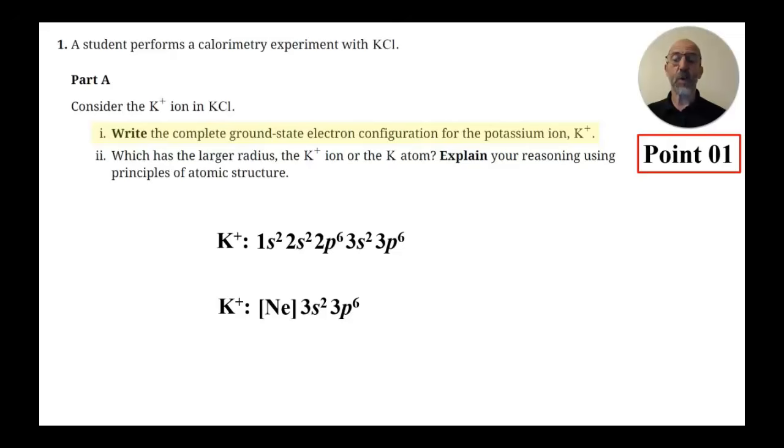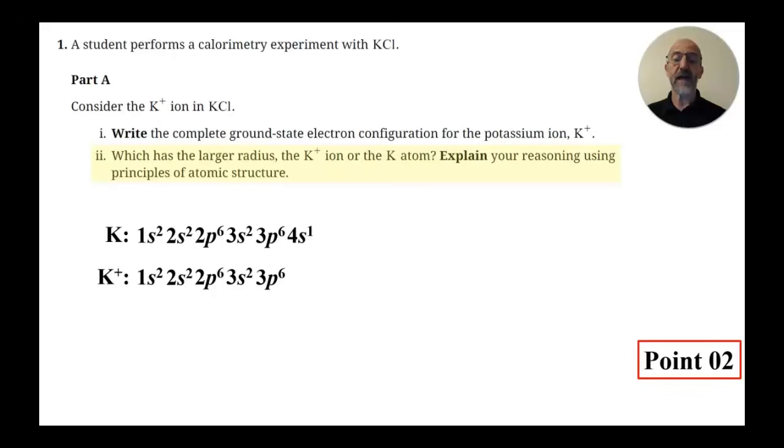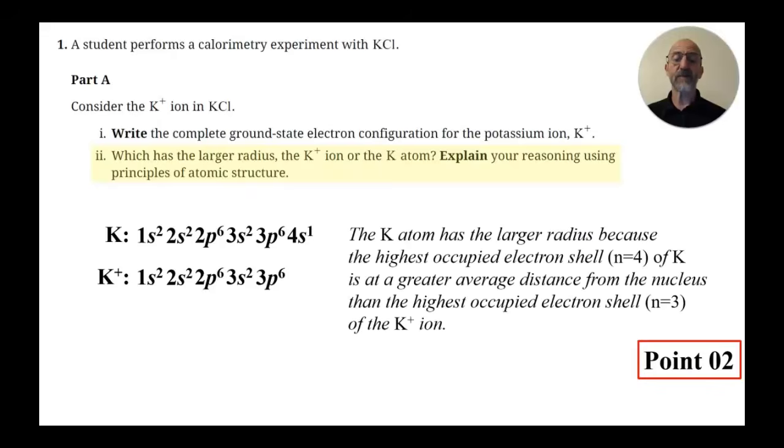Let's move on to the second point, which is, which has the larger radius, the potassium ion or the potassium atom? Explain your reasoning using principles of atomic structure. So the difference between these two electron configurations is the presence of an occupied electron in the 4s orbital. So what I said for that second point is the following. The potassium atom has the larger radius because the highest occupied electron shell, energy level 4, of the potassium atom is at a greater average distance from the nucleus than the highest occupied electron shell, energy level 3, of the potassium ion. So that's the second point.